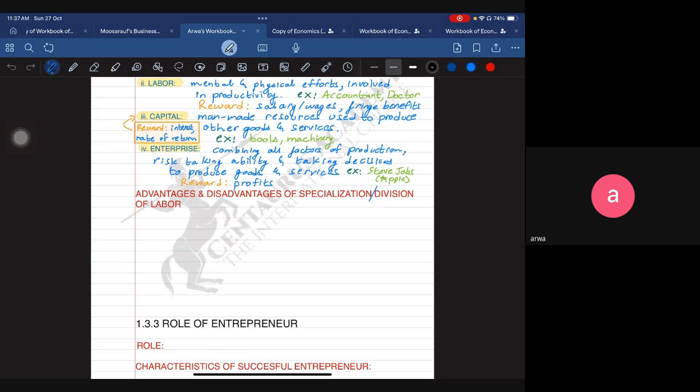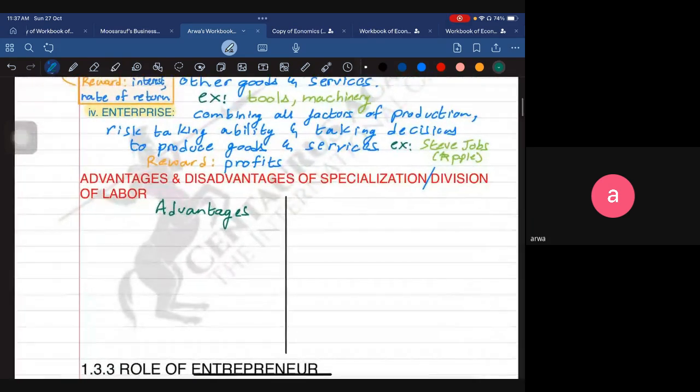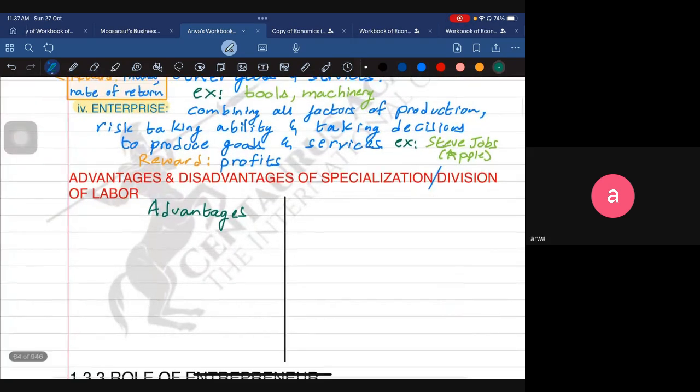Okay, so today, first we'll talk about the advantages and disadvantages of this. Yes, sir. Here we have the advantages, and we have the disadvantages. Yes, sir. So, what are the advantages that you can think of when it comes to specialization?